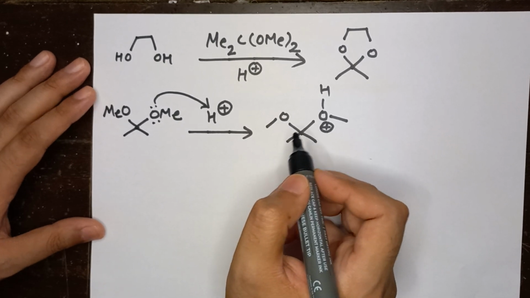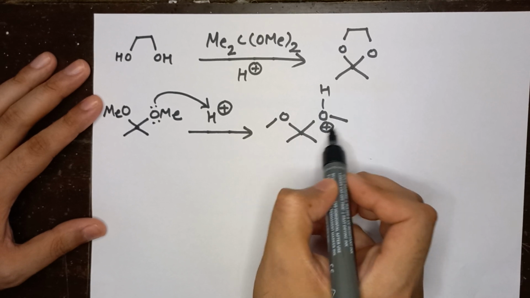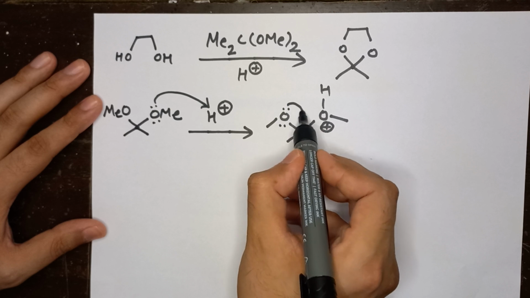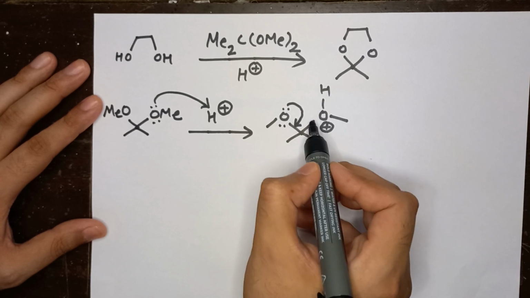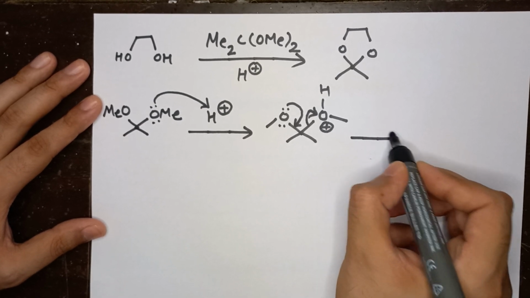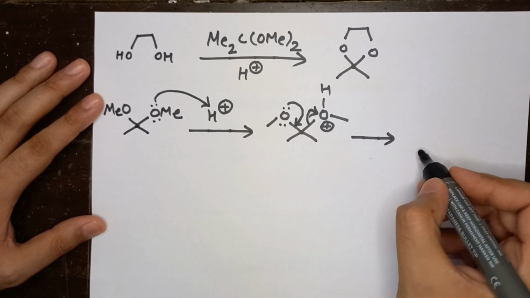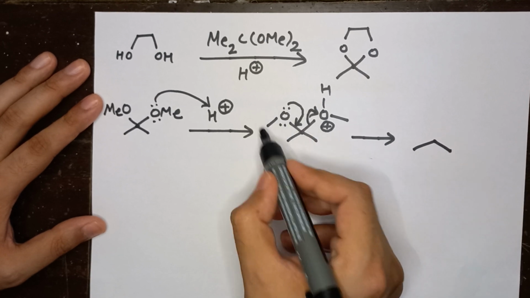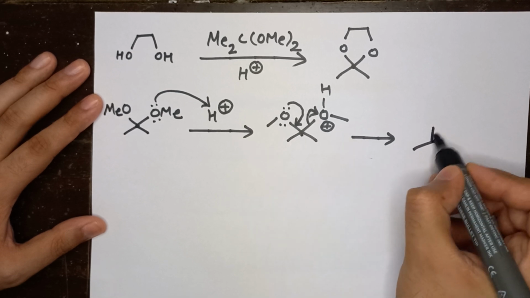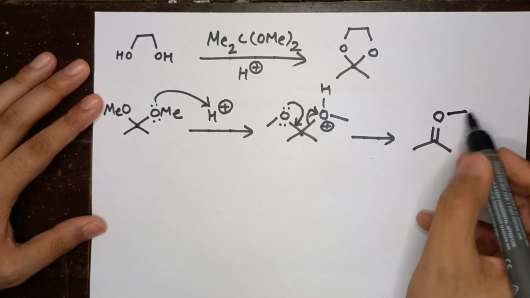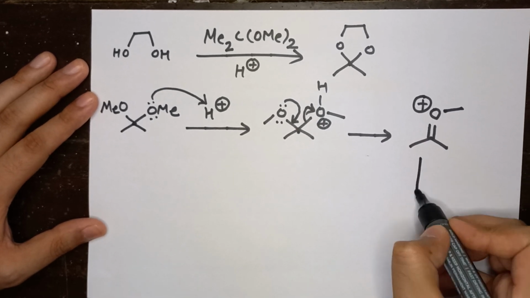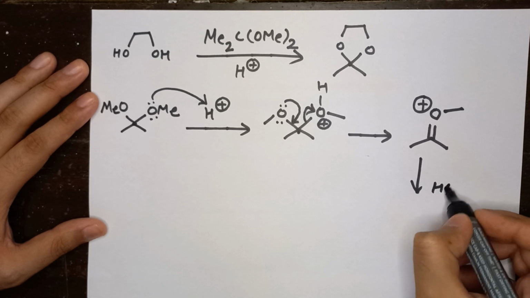This is another OMe. Now this is a good leaving group simply because it has converted into positive form. So this oxygen lone pair will form a double bond here, and this leaving group is now going to leave as a neutral species, that is methanol, CH3OH. And here we will have this carbon doubly bonded with oxygen, which is attached to another methyl group, and now this oxygen will have a positive charge. Now at this point the diol is going to come.